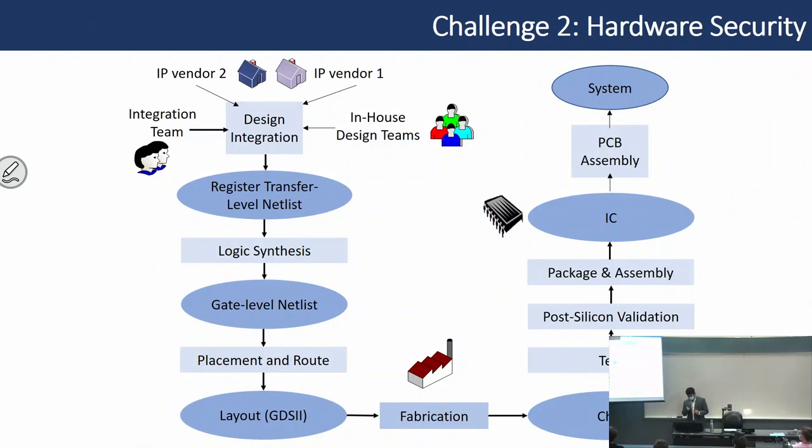Moving on, the second challenge that we are going to talk about today is hardware security. This is a very simplistic design flow of how hardware is designed. You have the register transfer level netlist, the gate level netlist, all your VHDL and Verilog code which you've studied in undergrad or grad school. Then you have the placement and layout, where you get the GDSII files, do fabrication, and get the chip. Then you do testing, post-silicon validation, package and assembly, and then send it to the customer.